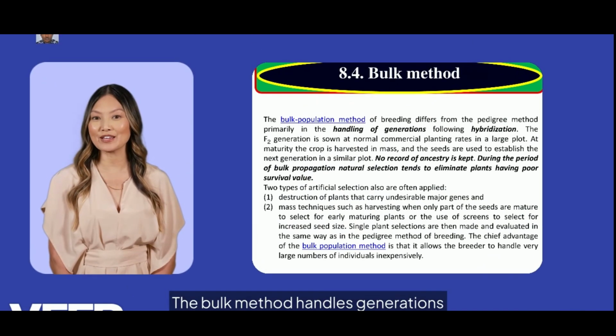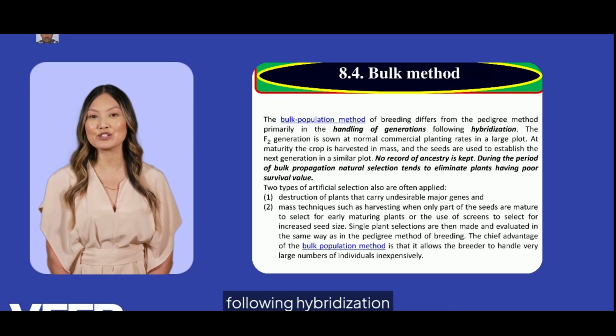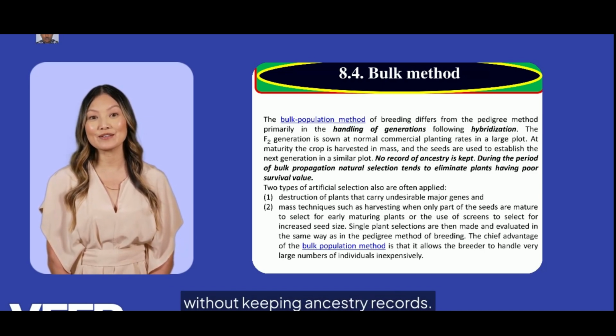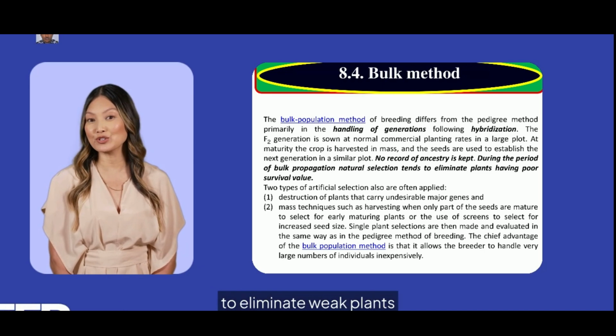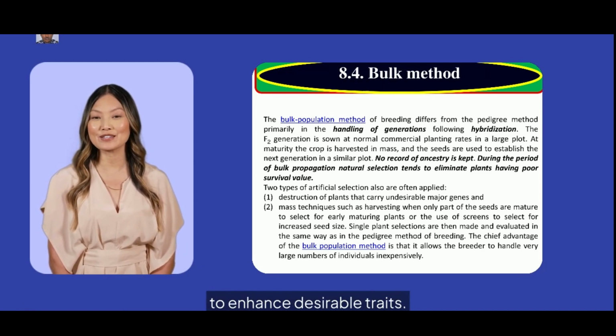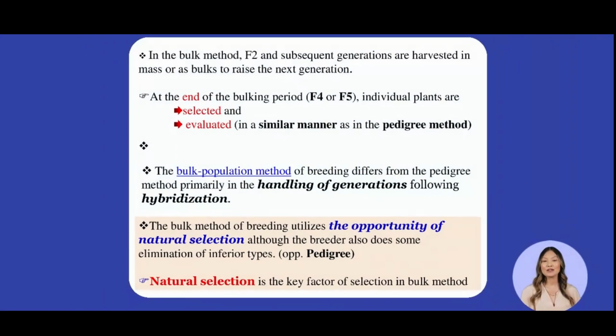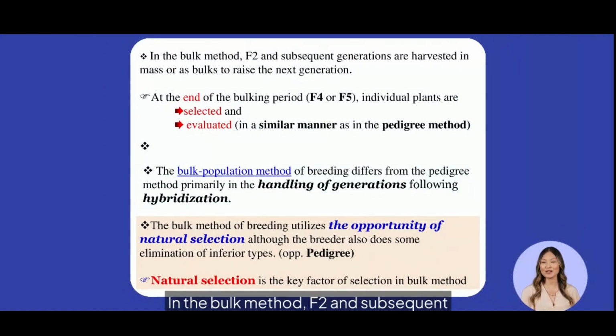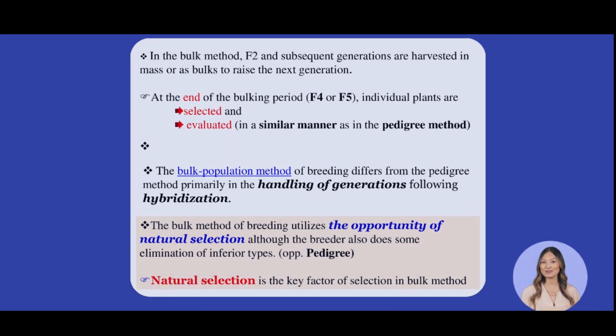The bulk method handles generations following hybridization without keeping ancestry records. It allows natural selection to eliminate weak plants, with artificial selection applied to enhance desirable traits. In the bulk method, F2 and subsequent generations are harvested in mass. This method leverages natural selection, differing from pedigree methods by focusing on generation handling post-hybridization.